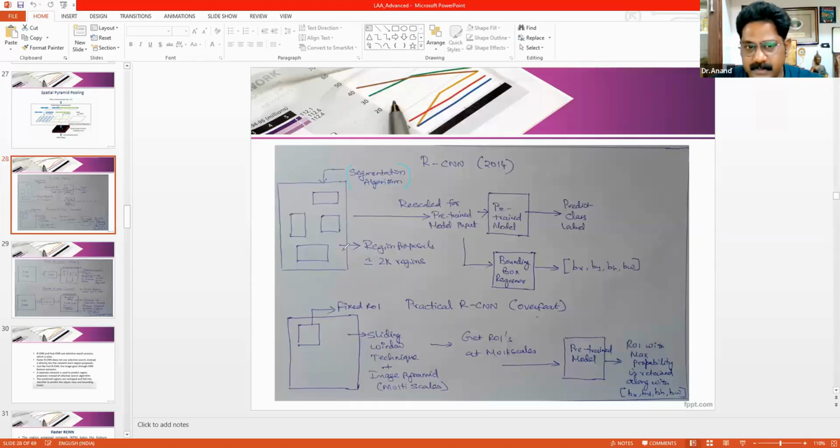It was a very time consuming process. That is why we go for a more practical version of RCNN, which is the overfit algorithm. In the original theoretical paper, each and every region is rescaled for the pre-trained model. Entering into the pre-trained model, we go for the prediction.